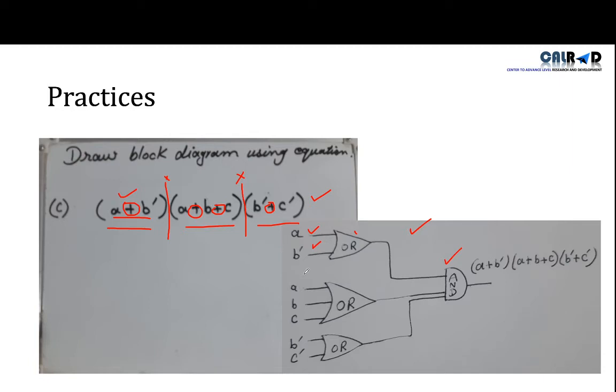For A plus B plus C, we use another OR gate and we get our output. For B dash plus C dash, we use a third OR gate and get our output. Now we have to multiply all these inputs, so we will use an AND gate. So this is the final diagram for our practice examples.